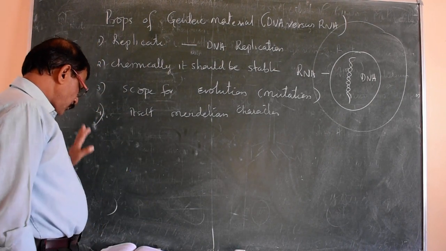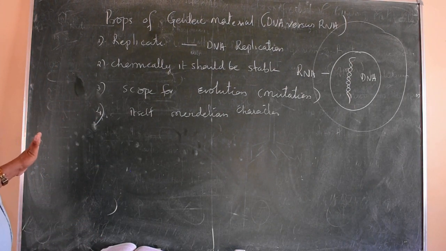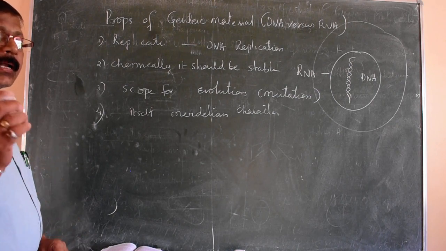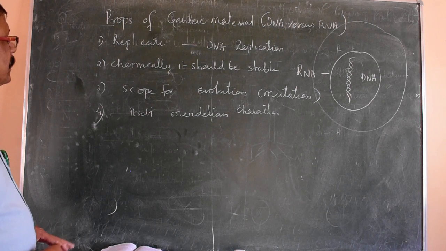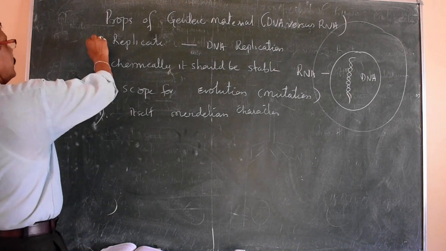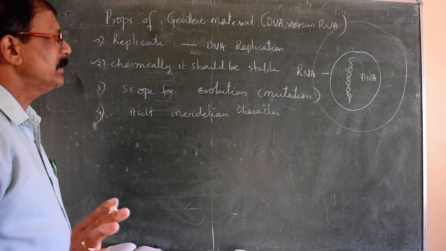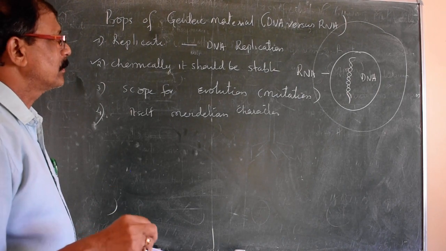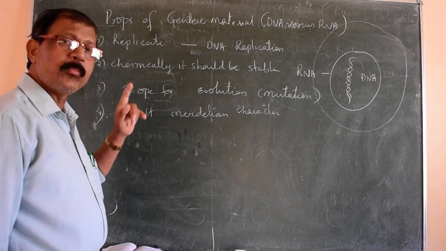So these are the four important properties of a genetic material. The first one is that it should replicate itself, and that plays a very important role in sharing the genetic material. Chemically it should be very stable and should not change its identity or its chemical components, and that is also very important. There should be scope for evolution.